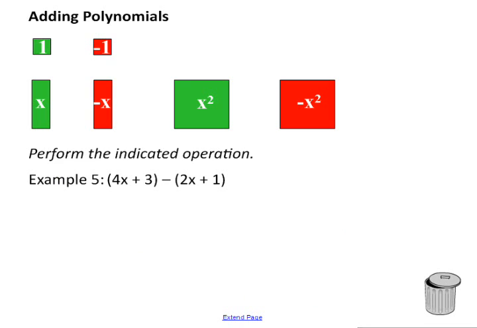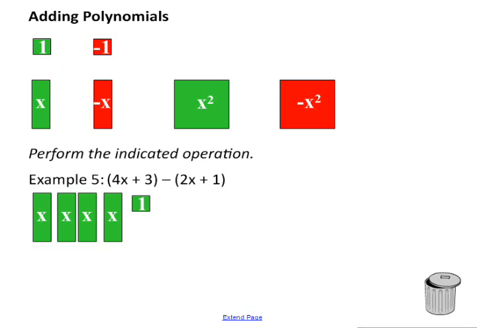In example 5, we have 4x plus 3 subtract 2x plus 1. So my 4 x's. When I subtract, there's different ways of thinking of subtract. You can think of subtract as take away, or you can think of subtract as adding the opposite. In this case, what I want you to think of is adding the opposite. So if I have a positive 2x, the opposite of positive 2x would be negative 2x.